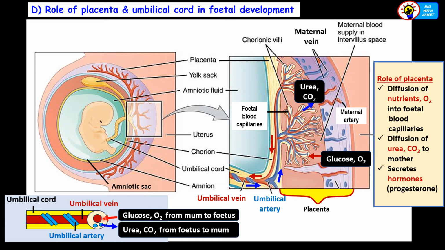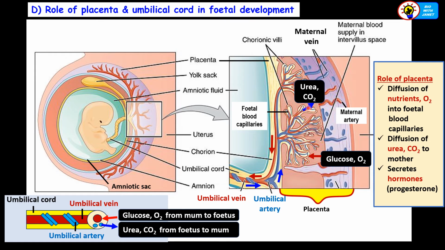And as for the umbilical arteries, they are in blue. They're colored blue because they contain deoxygenated blood. So they transport the blood from the fetus, and this blood contains urea, carbon dioxide, and other nitrogenous waste products. So they are transported out from the fetus, away from the heart of the fetus, and then through the umbilical arteries to the tiny blood capillaries of the fetus here.